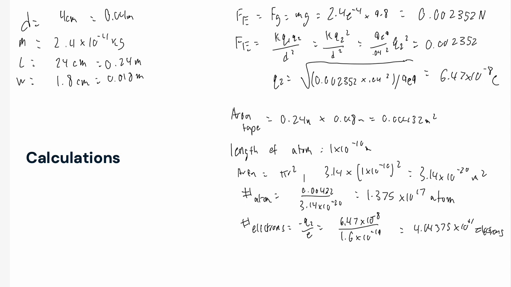And then if you look at the top right, I calculated the charge for each of the tapes, and I ended up getting 6.47 times 10 to the negative 8 coulombs. I also determined the number of atoms as well as the number of electrons on each piece of tape. That ended up being, for atoms, 1.375 times 10 to the 17th atoms, and for electrons, I ended up getting 4.04375 times 10 to the 11th electrons.